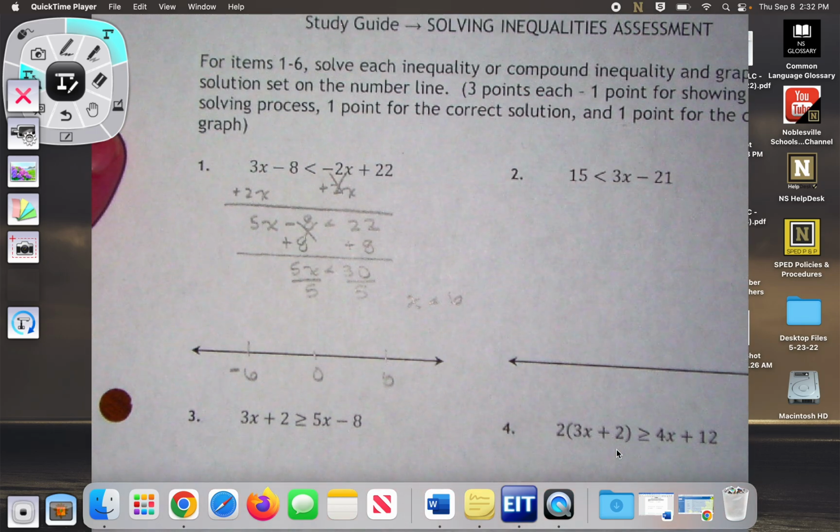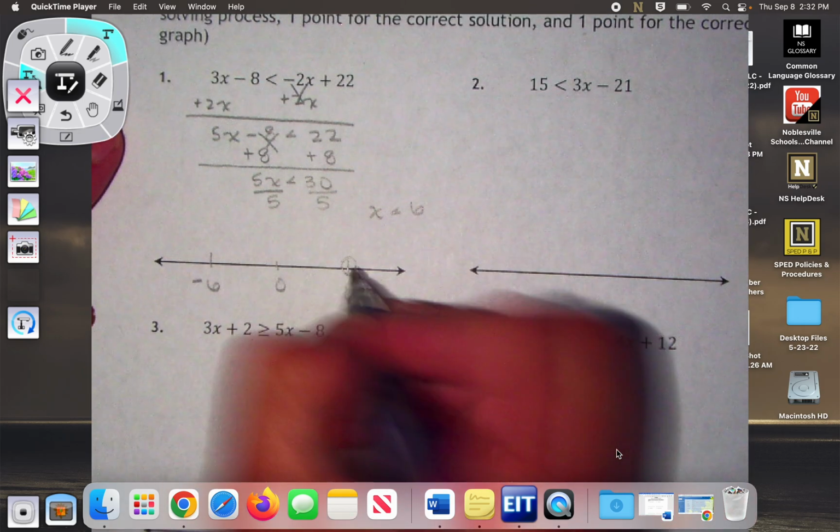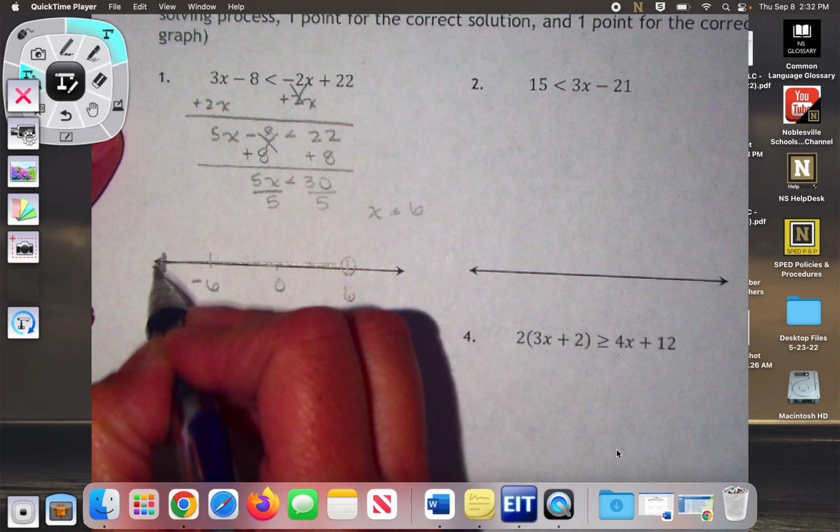Do I have open or closed? Open circle. And remember, it needs to be very obvious that it's open.